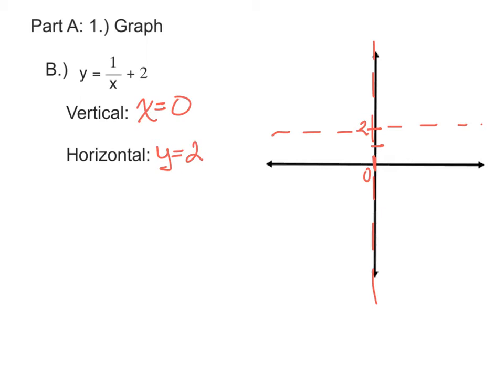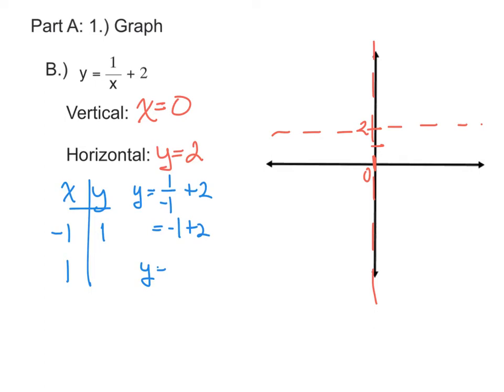Next, we need to find 2 points. So get your XY table ready and pick 2 x values, one to the left of the vertical asymptote and one to the right of the vertical asymptote. Since my vertical asymptote is at 0, one step to the left will be -1 and one step to the right would be +1. Find their corresponding y values by plugging them into the equation. So 1 over -1, plus 2, and make -1 plus 2, which is 1. And plug in +1 as well. So 1 over 1, plus 2, that'd make 1 plus 2, which is 3.